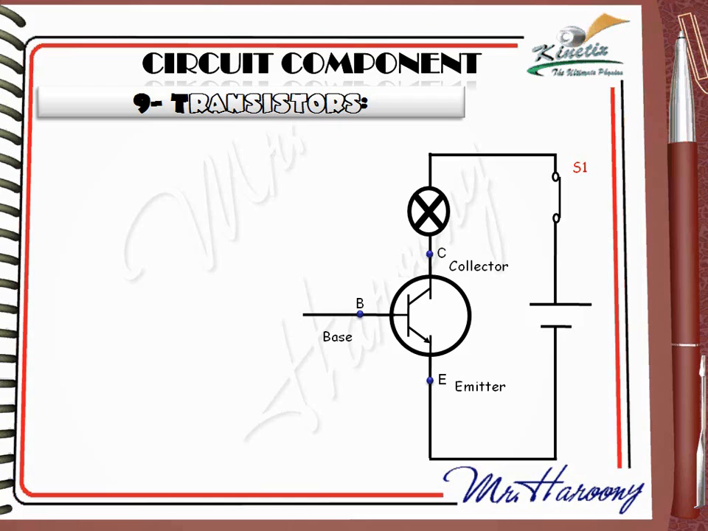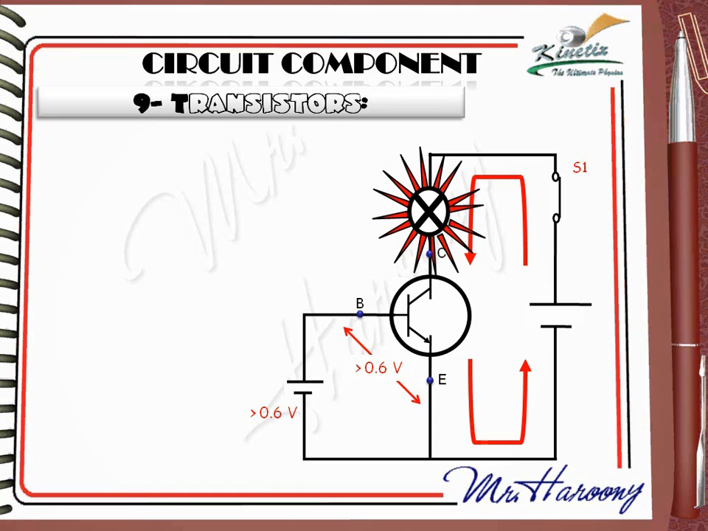The theory of the transistor claims that to make the transistor on and allow the current to flow through it between the collector and the emitter, there must be a voltage between the base and the emitter that is not less than 0.6 volts. This is the minimum value for the transistor to work. The simplest way to do this is by connecting a 0.6 volt cell between the base and the emitter. Once this happens, the transistor becomes on and allows the flow of current in the bigger circuit between collector and emitter. The current flows and the bulb lights.